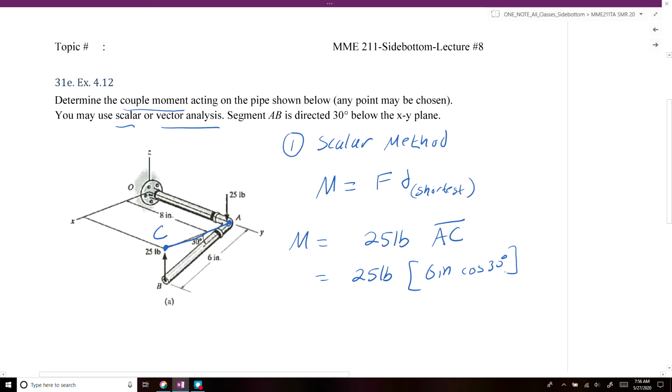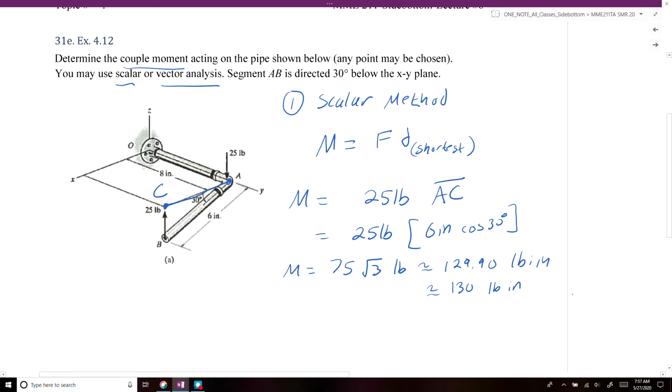So what we'll get is our moment is going to be equal to 75 times radical 3 pounds, which is approximately 129.90 pound inches, which is about 130 pound inches. Alright, so that's the scalar method. That was really nice and simple. Granted, this is a scalar number.